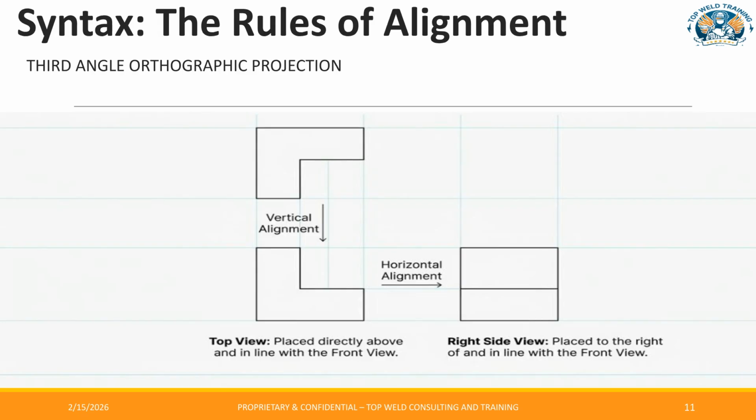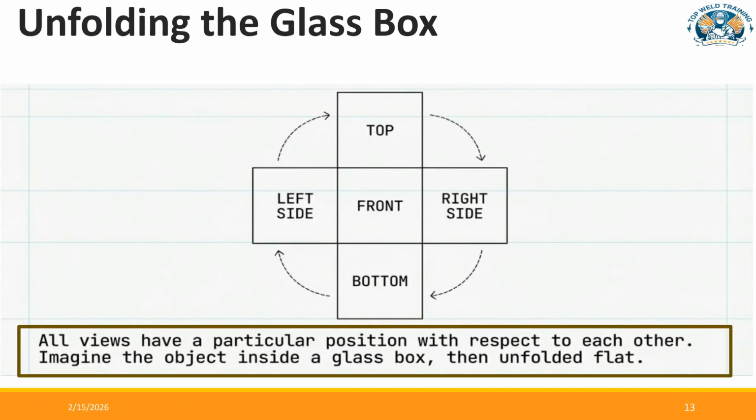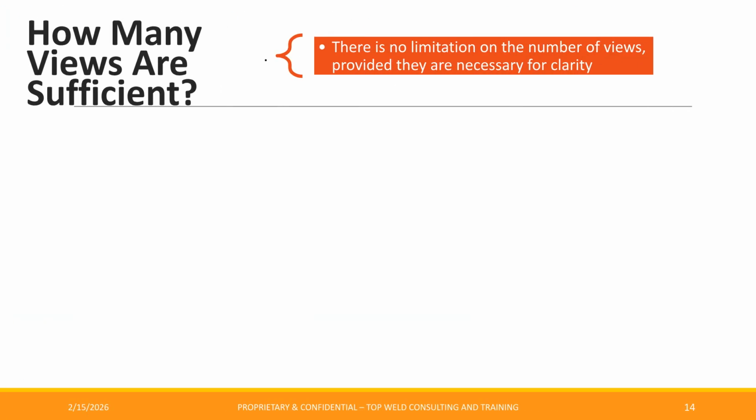Orthographic projection follows strict rules of alignment. Views are placed in a specific arrangement to ensure the front, top, and side perspectives remain properly aligned with each other. When selecting your front view, the anchor view strategy suggests choosing the profile that is most descriptive, regardless of its physical position on the actual object. Imagine the object inside a glass box. When you unfold the sides of that box flat, you reveal how the different views relate to one another in position.